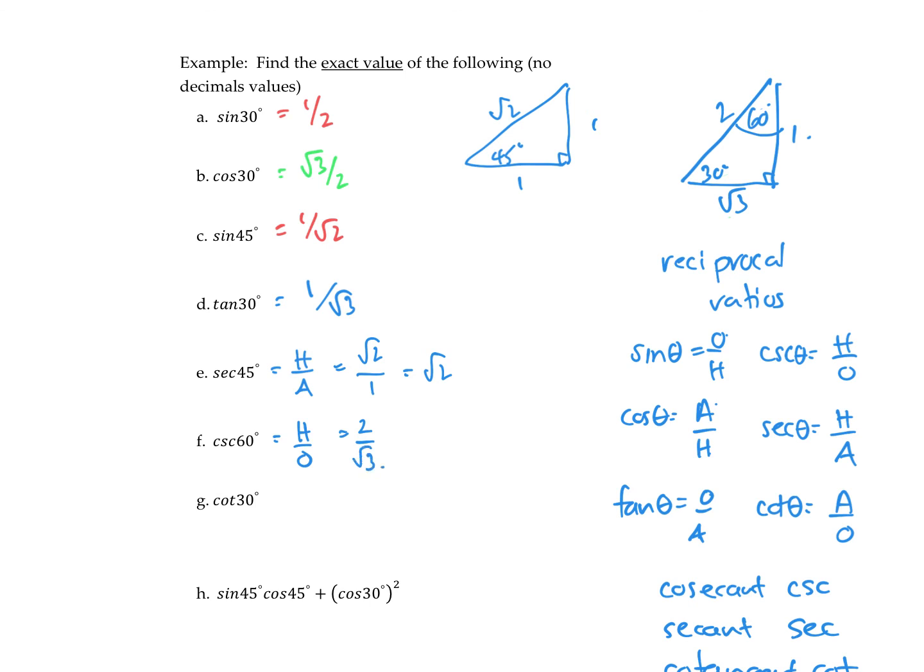And then cotangent of 30. Cotangent is the adjacent over the opposite. So I'm looking at cotangent. I'm looking at 30. Adjacent to the 30 is root 3. Opposite the 30 is 1. I could just simplify that to root 3.